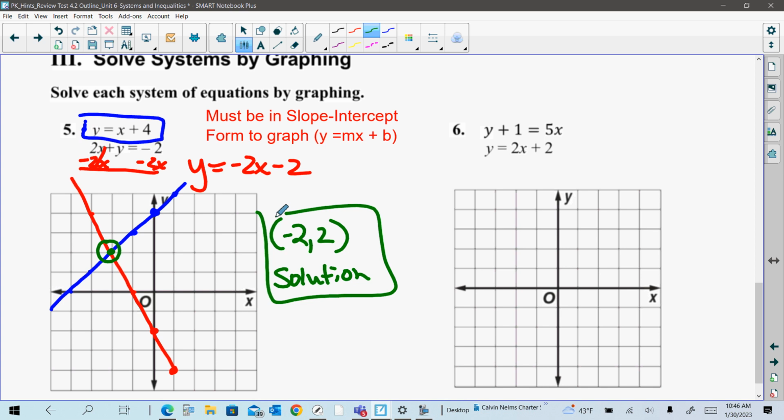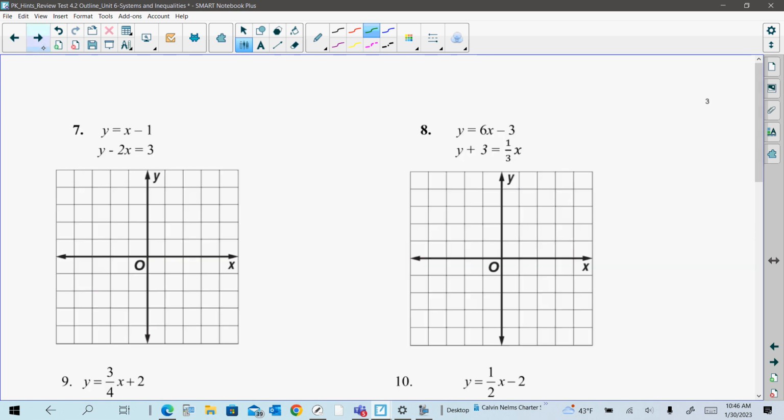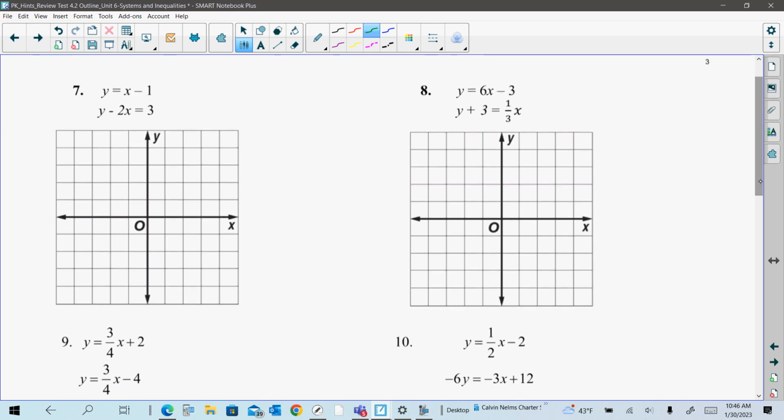Okay. So make sure your equation is in slope-intercept form so you can graph it. I want us to jump to the next page. I'm only going to do a couple in each section. Like on 7, it's in slope-intercept form here, so I can graph that with a slope of 1, up 1 to the right 1.